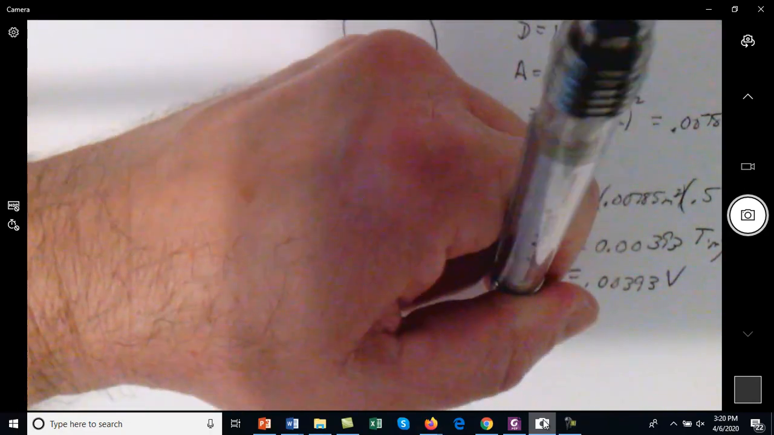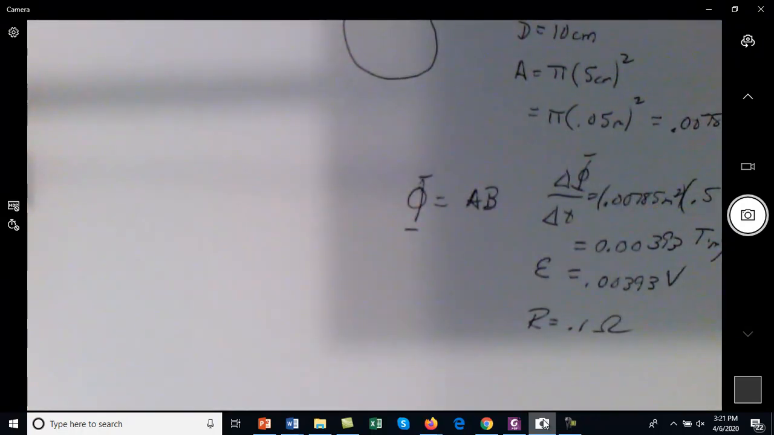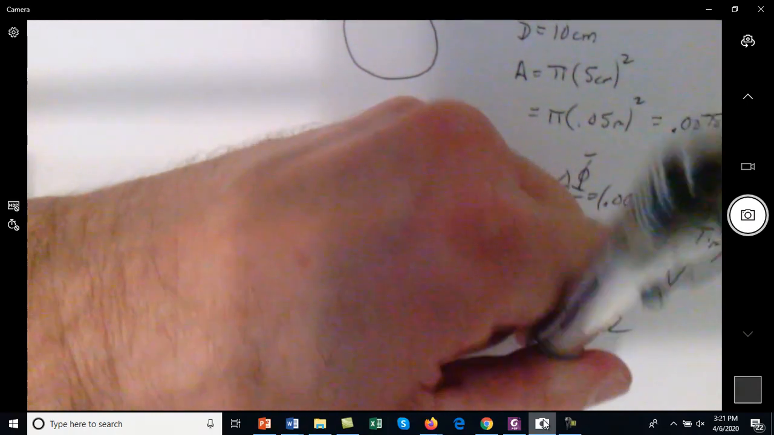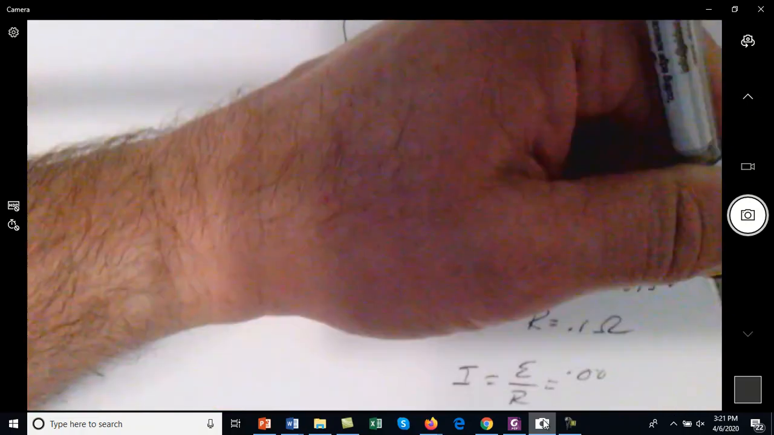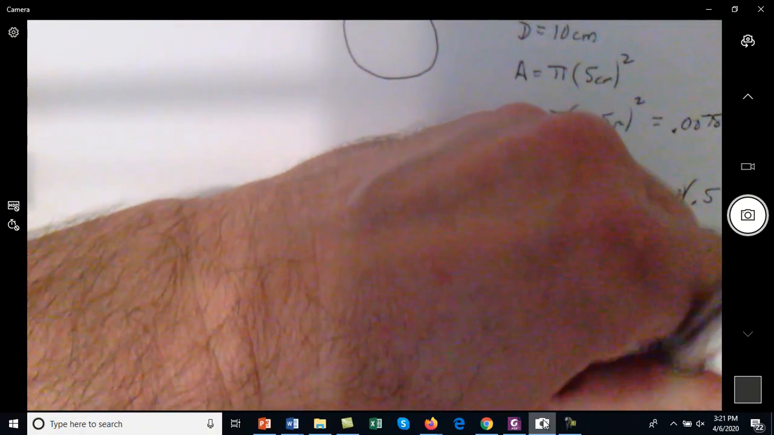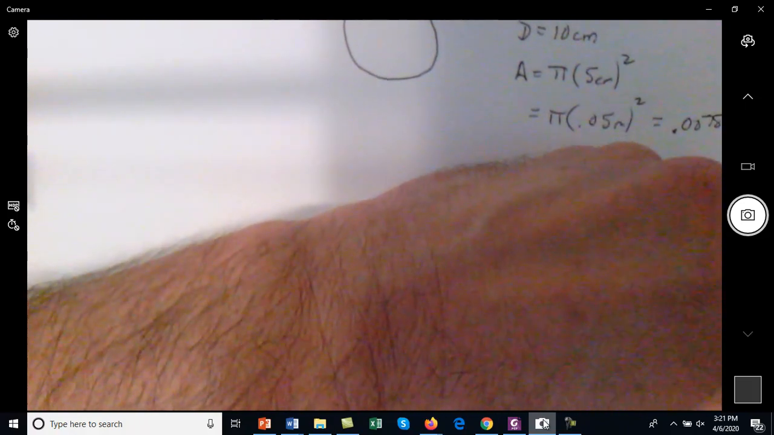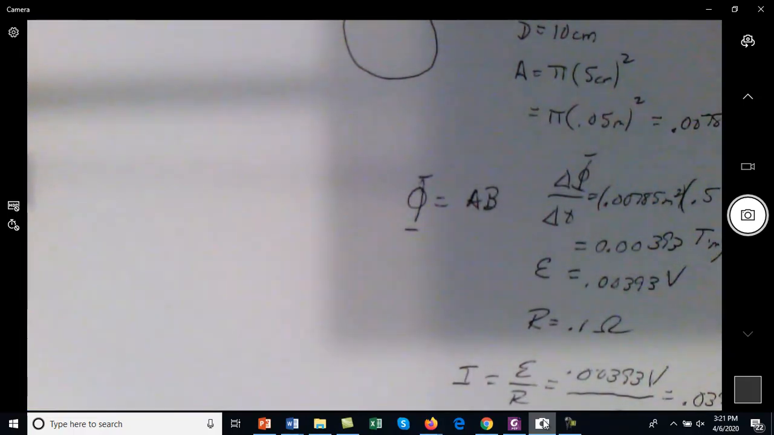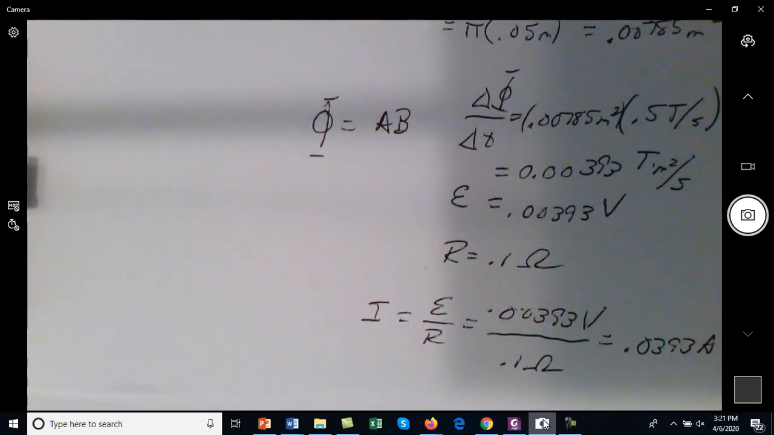My resistance is 2.1 ohms. And my current is equal to electromotive force divided by resistance. So that would be 0.0393 amps. Okay, so that's for the first instance.